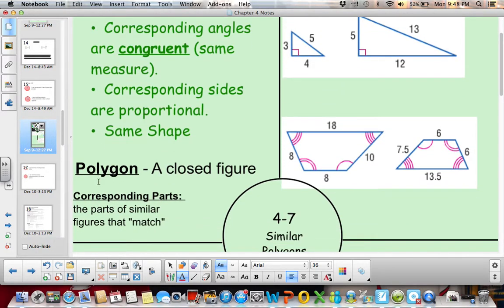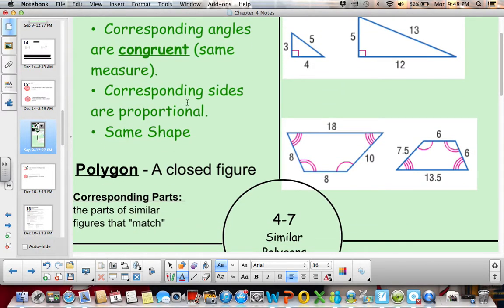So to determine if two polygons are similar, we have to look for these three things. Corresponding parts, when we say corresponding angles or corresponding sides, one of our vocab words is corresponding parts, which means the parts of the similar figures that match or are congruent.